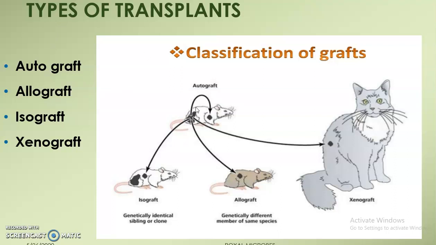In this simple diagram, we can see autograft, which occurs in the same individual. Isograft occurs in genetically identical individuals. Allograft occurs in individuals who are genetically different but belong to the same species. And in xenograft, the organ transplantation occurs between two different species.